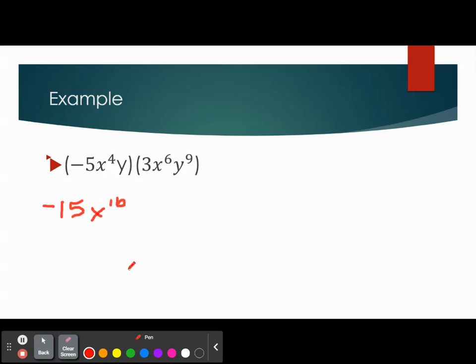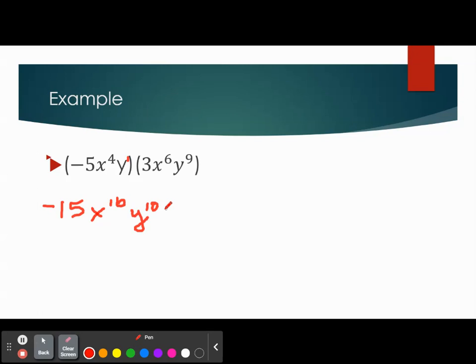Now do the y's. You have y times y to the 9th. This one's tricky. Caleb, what do you get when you multiply y times y to the 9th? How did you get 10? Because there's a y with a power of 9, and then there's just one y right there. Yeah, there's a 1 right there. Perfect. All right, so our final answer is negative 15 times x to the 10th times y to the 10th.